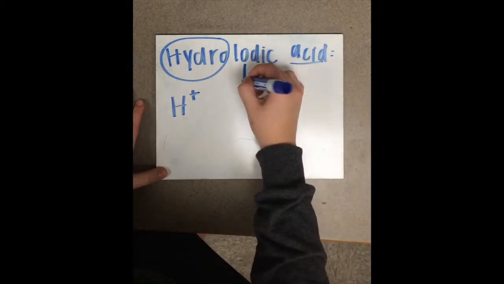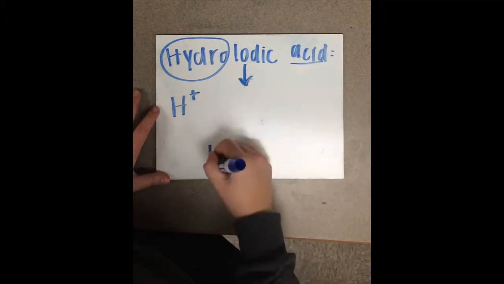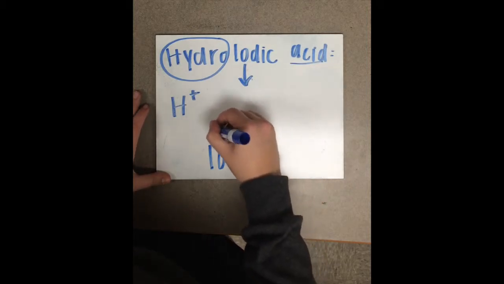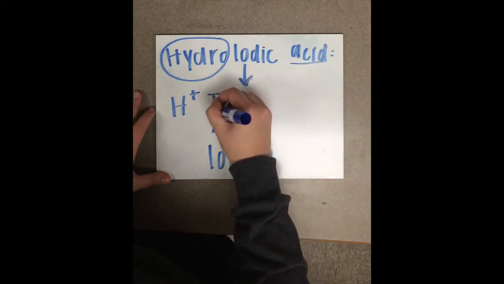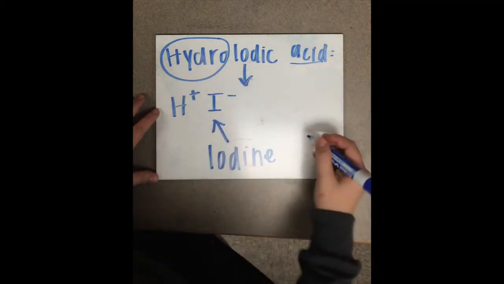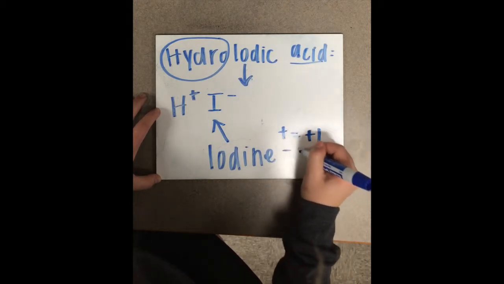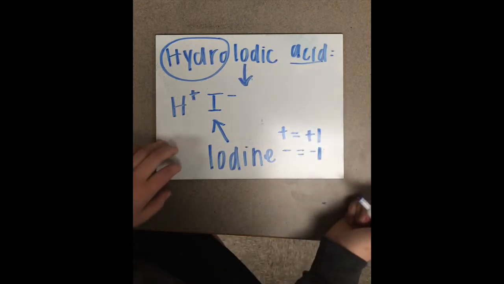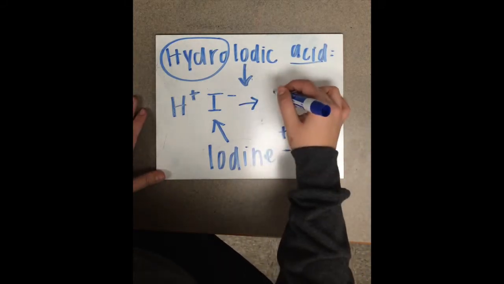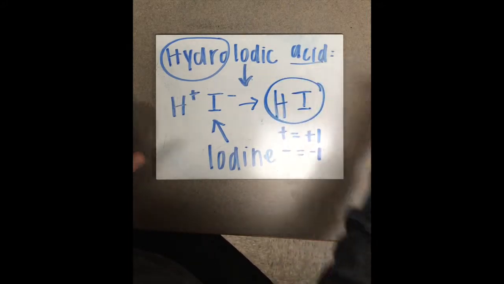Next, we look at the second part of the name. It says iodic. This means that it is the atom iodine. Because it has the prefix hydro, we know that it is not a polyatomic anion and doesn't have oxygen, and that it is just I-. Next, we notice that the plus and minus charges are equal. This means that we don't need to crisscross and figure out what the subscripts should be, but the acid is just written HI.